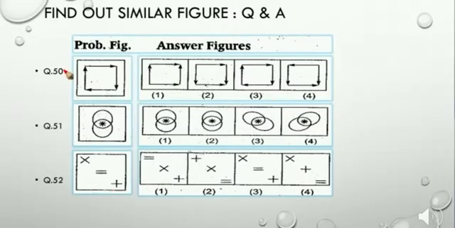Let's go to question number 50. In this question there is a problem figure given and there are 4 answer figures given. We need to find which of the answer figures is exactly similar to the problem figure 50. Let's check for this side.